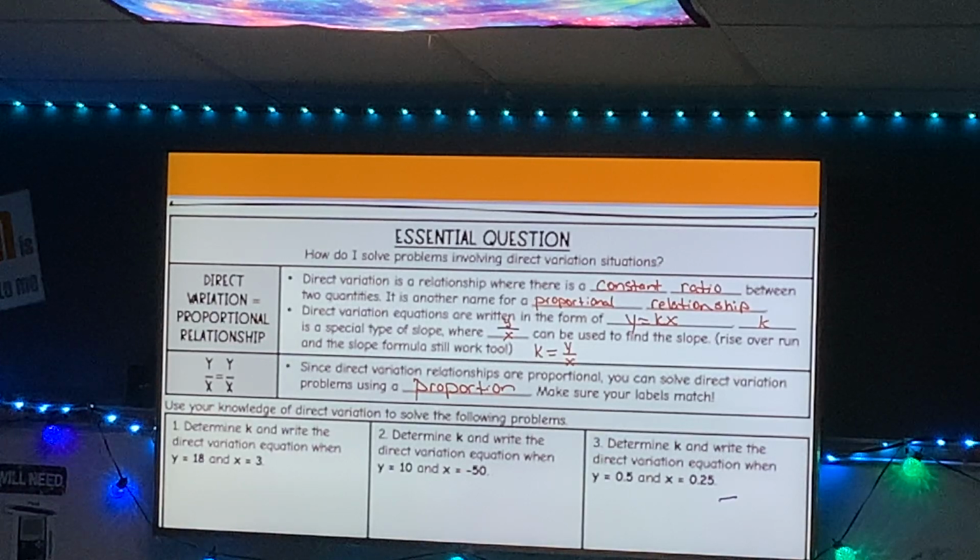When you rise, that's your Y. When you run, that's your X. Last week we even did Y2 minus Y1 over X2 minus X1. Or maybe that was the first of this week. And you got to answer up Y over X.